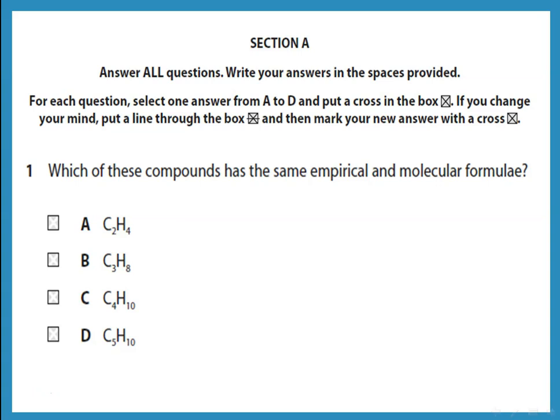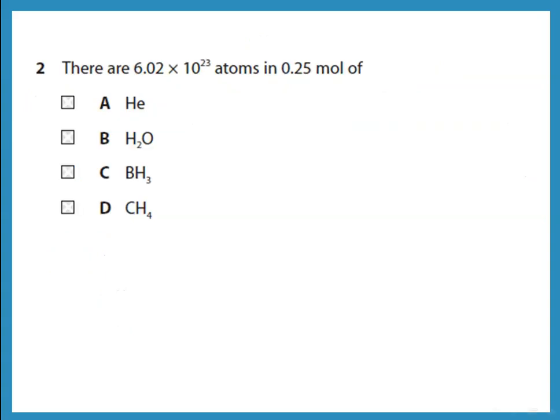simplified. So if I have C2H4, for example, that would be the molecular formula, but its empirical formula will be CH2. But if I have C3H8, there is no way of simplifying that. So that would be the empirical and the molecular formula. The other two that we have here are things that can be simplified. So C4H10 would actually have an empirical formula of C2H5. C5H10, its empirical formula will be CH2, and so on.